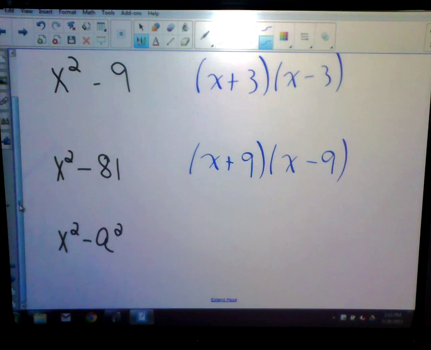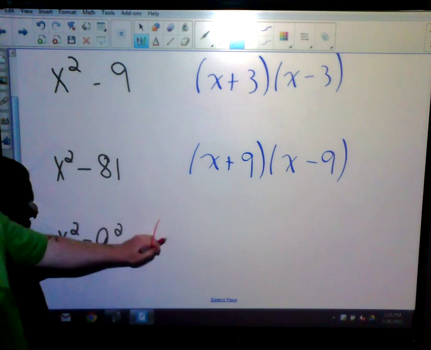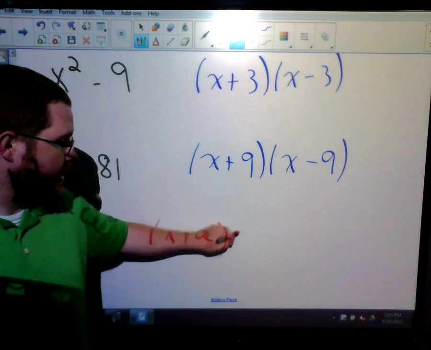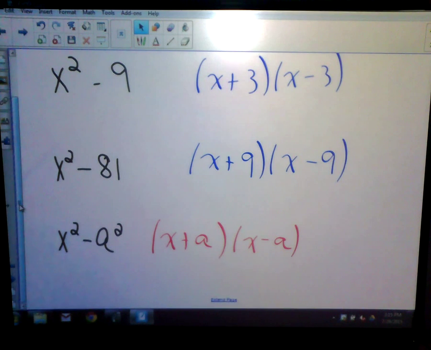So what's the general formula? When you have two things that are squared, how does that factor? X plus a and x minus a, where a is the square root of whatever's in the second.